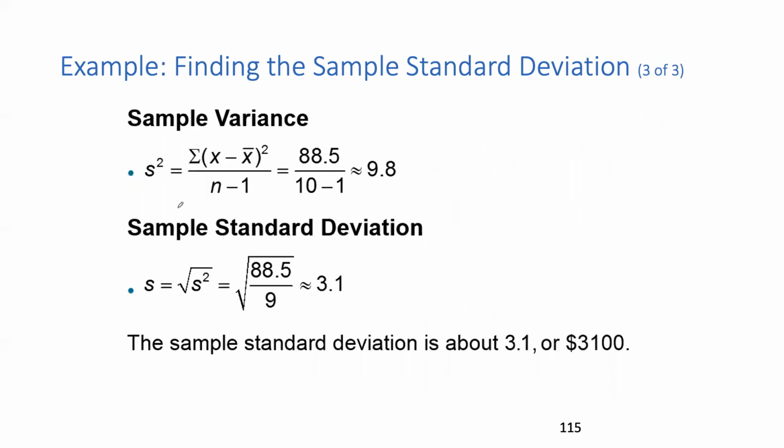The difference comes here. So when I go to calculate the sample variance, instead of dividing that 88.5 by 10, which is what I was doing in the case when the data set was of the population, now I divide by n minus 1, which is 10 minus 1, which is 9. So the sample variance here is 9.8, and then the sample standard deviation is just the square root of the sample variance, which is 3.1. Okay?